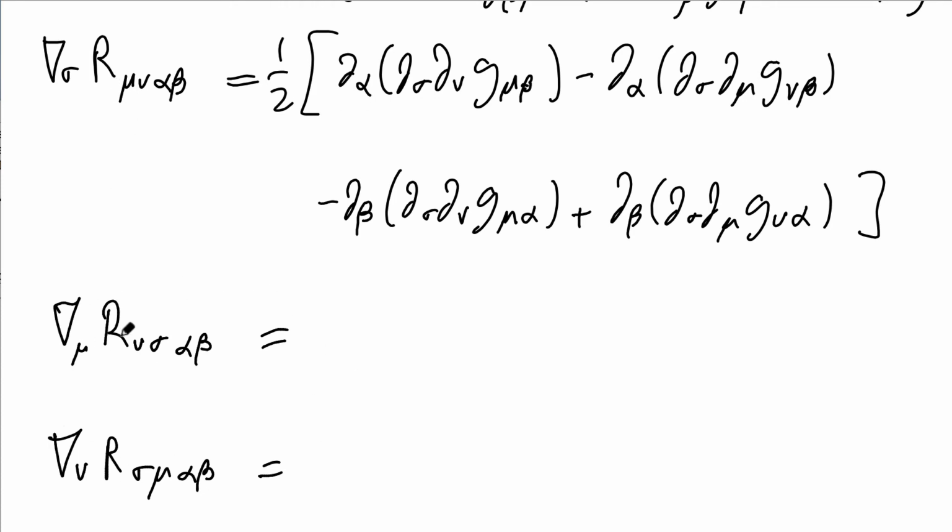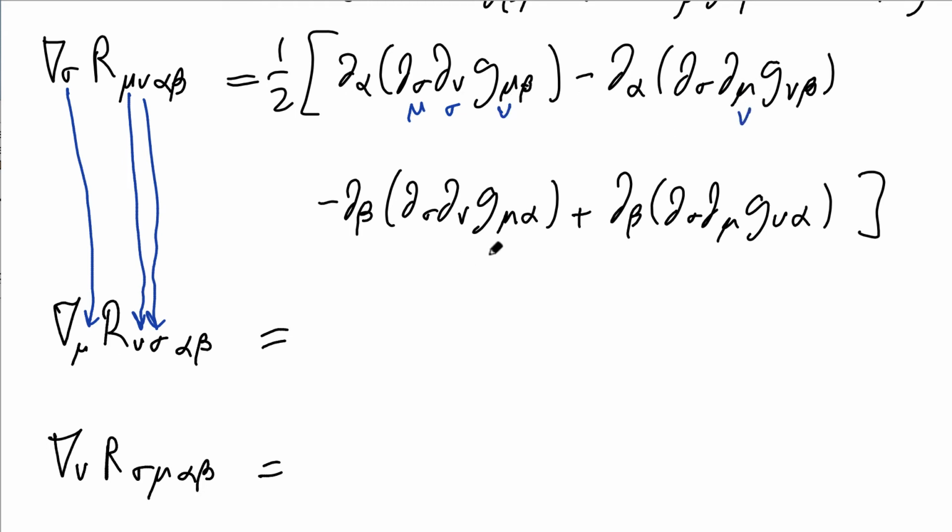I'm not going to write out these in detail. Let's just notice that this first expression is obtained by replacing sigma with mu, replacing mu with nu, replacing nu with sigma. So if I do that, here we have mu, sigma, and the mu becomes nu. So let me just go through and replace all the mu's with nu's, replace all the sigmas with mu's, and replace all the, what are we left with? Nu with sigma. Nu becomes sigma, sigma, sigma.